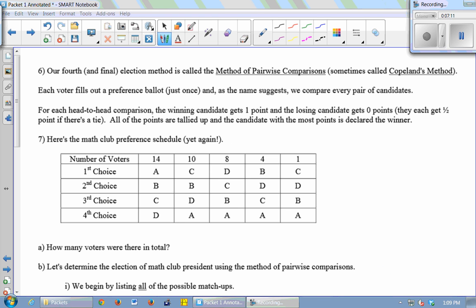Our fourth and final election method is called the method of pairwise comparisons. It's also sometimes called Copeland's method. In this method, each voter fills out a preference ballot just once. And as the name suggests, you compare every pair of candidates. So every set of two possible candidates, we compare them head to head. For each head-to-head comparison, the winning candidate gets a point and the losing candidate gets 0 points. And if they tie, we give each candidate half a point. All of the points are tallied up, and the candidate with the most points is the winner.